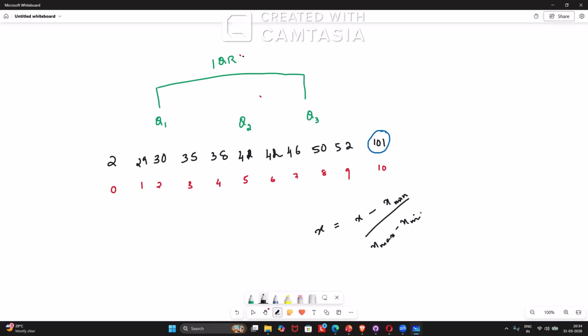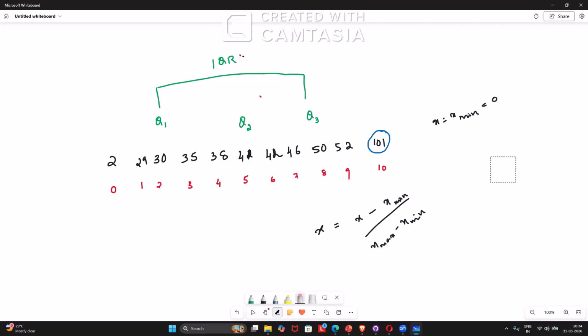So what is the maximum value here? 101. What is the minimum value here? 2. Right? So what will happen if x is x minimum itself? X minimum minus x minimum by x max minus x minimum, right? So the minimum value will be changed to 0 always.